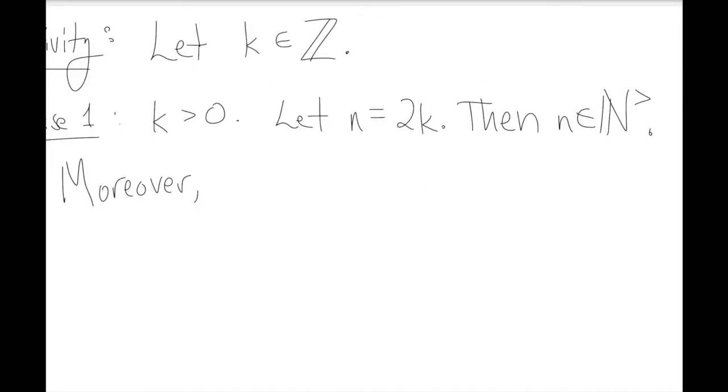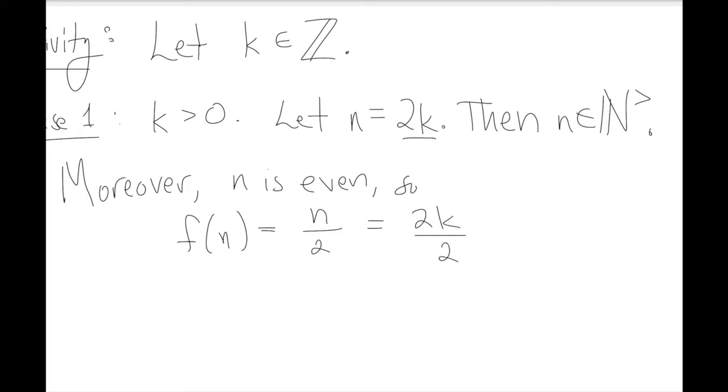So the first thing to see is that n is not only a positive natural number, it's actually an even natural number. That's because we've already written it in the form 2 times some integer, which by definition makes n even. So moreover, n is even. That means f of n is going to be equal to n over 2. But we've said that n is 2k, so that's just 2k divided by 2, which is equal to k. Great, so we've done it for the case when k is positive.